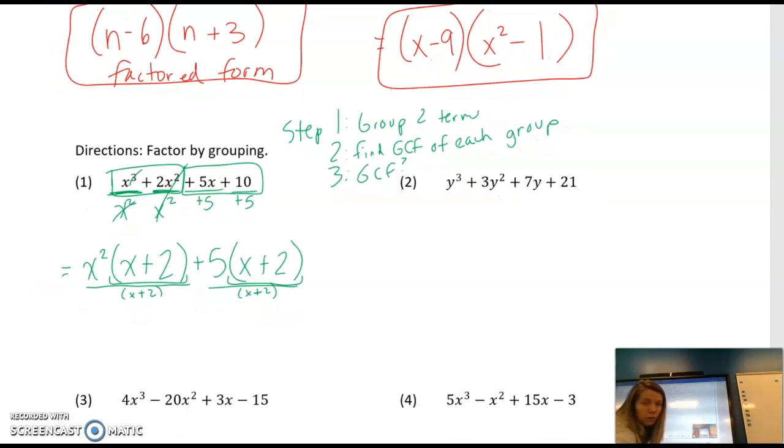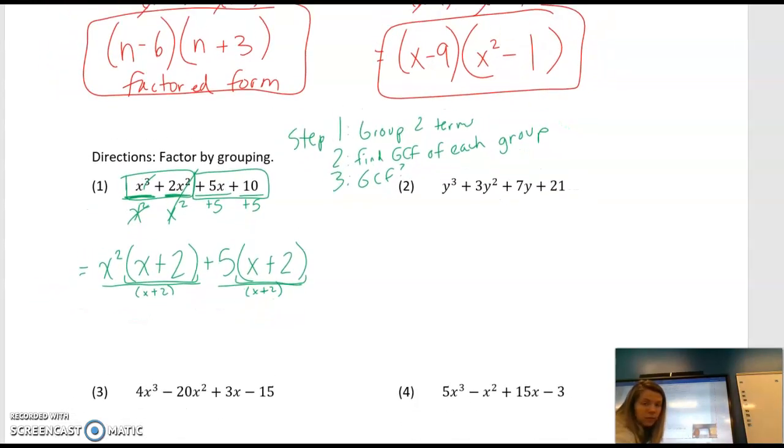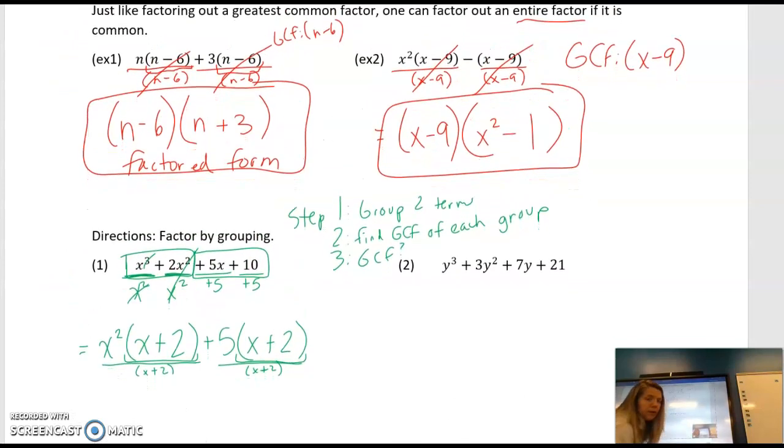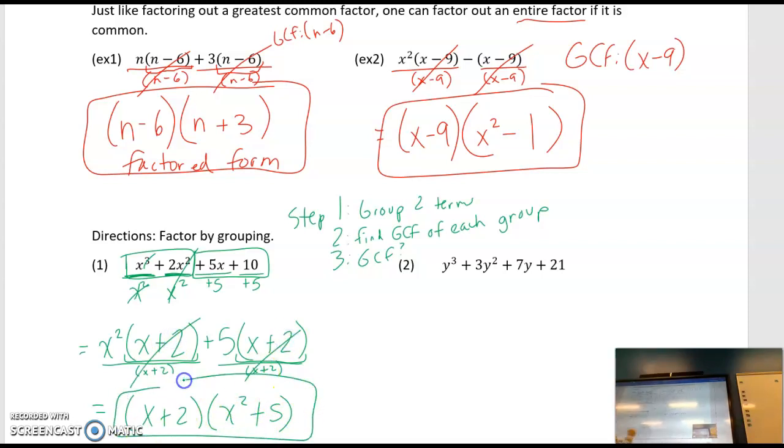We factored those out. So I'll zoom out so you can see it. So if I factor out an x plus 2, I'm left with x squared plus 5, right? Because they cancel, and that's what's left. Okay, this video will be continued into a second video.